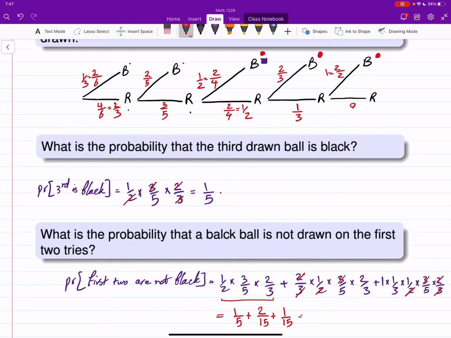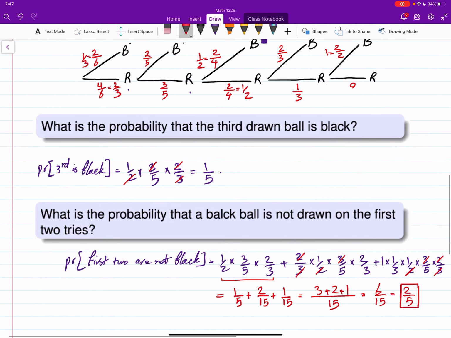So as you see, then this number is 15. Well, there will be 3 there, there's 2, then 1, 6 over 15. This is 2 over 5. And 2 over 5 is the probability that the first two are not black.